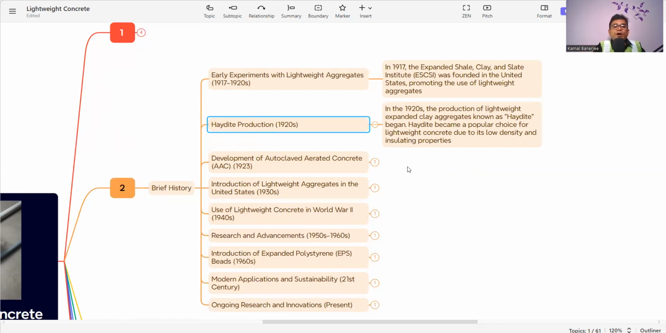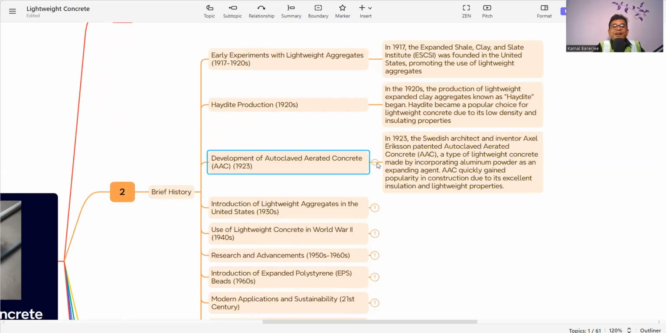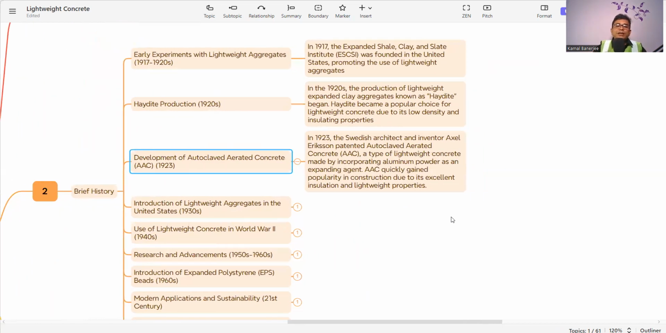Then the development of autoclaved aerated blocks in 1923. In 1923, the Swedish architect and inventor Axel Eriksson patented autoclaved aerated concrete, or AAC, which is widely used now. We are all using AAC blocks, a type of lightweight concrete made by incorporating aluminum powder as an expanding agent. AAC quickly gained popularity in construction due to its excellent insulation and lightweight properties.